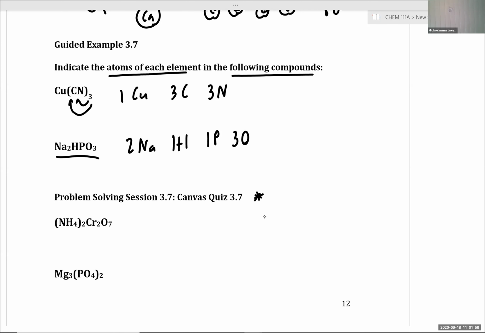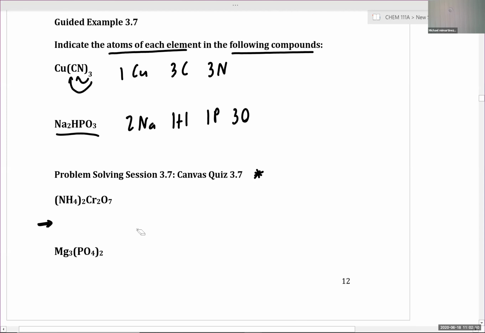So let's now discuss this problem, and let's tackle this first example. This is ammonium dichromate. First and foremost, sorry about that, there was a small delay in the Zoom stream. This subscript applies to all atoms in our parentheses. So we have 2 nitrogens, 8 hydrogens, 2 chromium atoms, and 7 oxygen atoms.